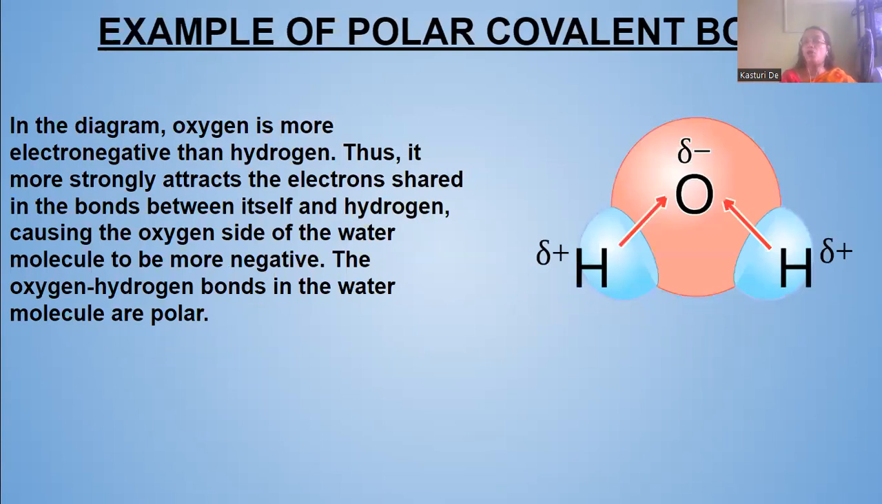Now an example of a polar covalent bond in this diagram: oxygen is more electronegative than hydrogen. So it will pull the two electrons from the two hydrogen atoms. Thus it will more strongly attract the electrons shared in the bond between itself and hydrogen, causing the oxygen side of the water molecule to be more electronegative. The oxygen side will be more electronegative than the hydrogen side, as oxygen is more electronegative than hydrogen. So the oxygen-hydrogen bond in the water molecule becomes polar.